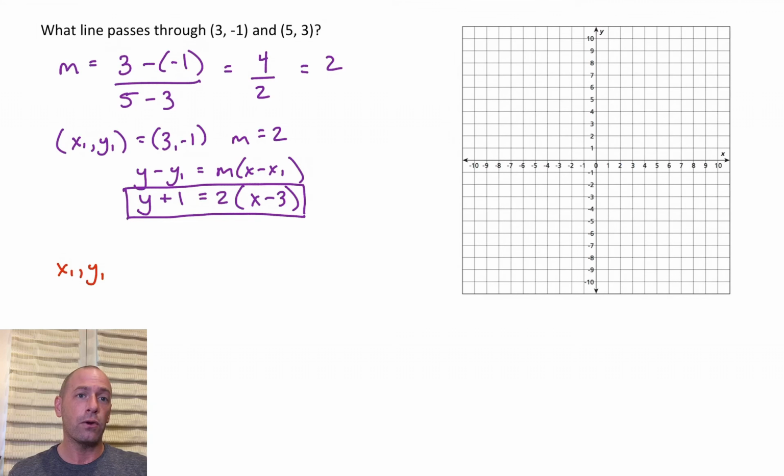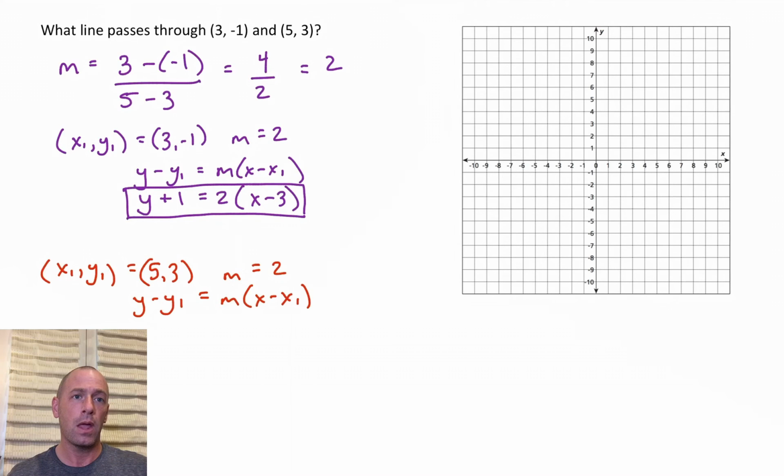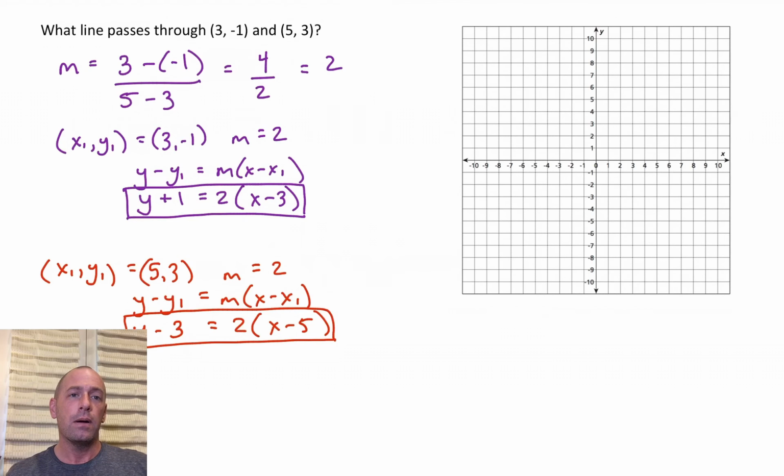Now if I had used the other point, and I'll do this one in red, (5, 3), with a slope of 2. Again, I would say y minus y1 equals m times x minus x1. Our y1 in this case is 3. Sorry, my head's in the way right there. So y minus 3 equals 2 times (x minus 5). Put a box around it and you're done. Both of these answers are equally correct. But a lot of students will say they look different. And I'm going to prove that they're the same.